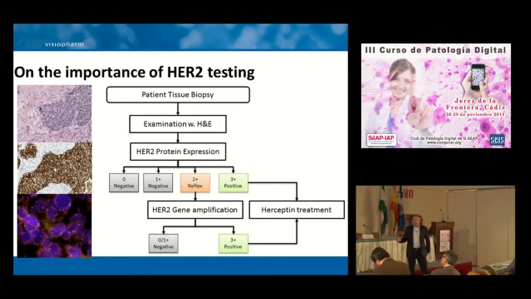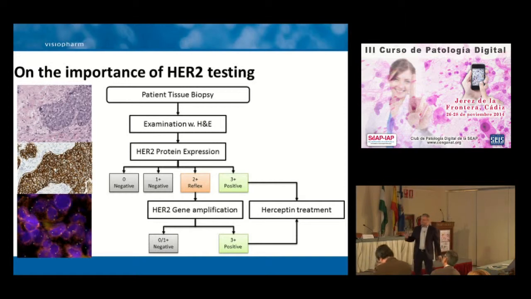And if you're using the protein expression, you can either be negative, which is the usual 0 or 1 plus, or you can be positive, but there is a significant amount of the patients that end up in the 2+ group. We have been doing validation at 20 different pathology labs. And there is about 20% of all patient cases that end up in the 2+ category.